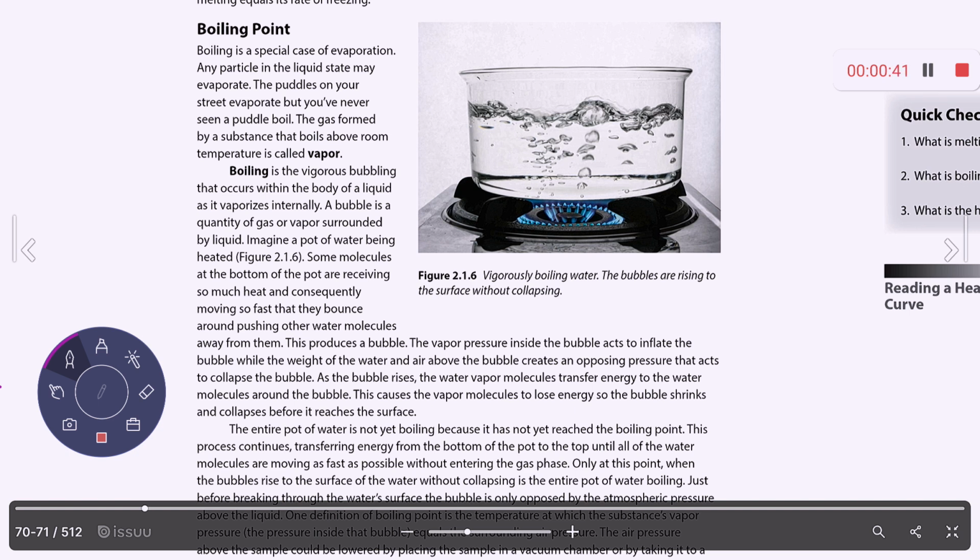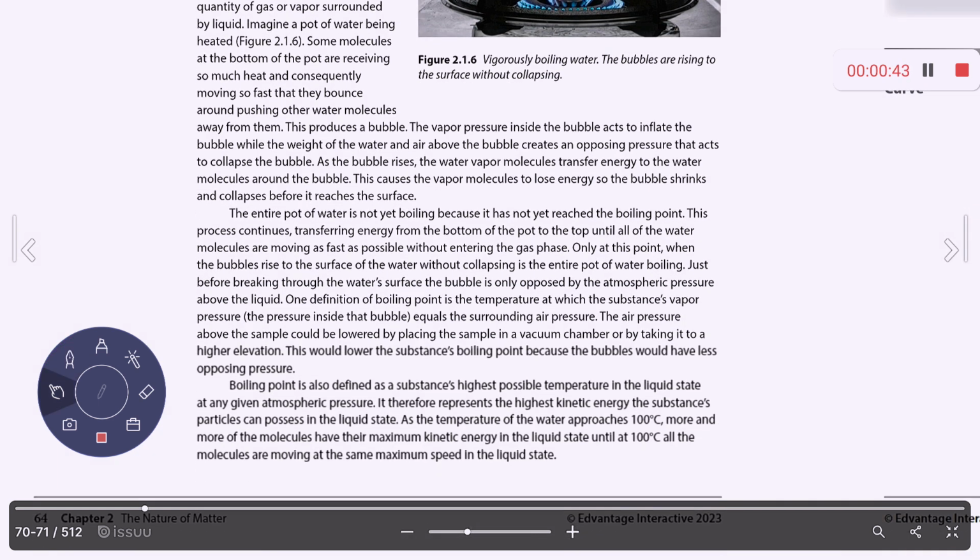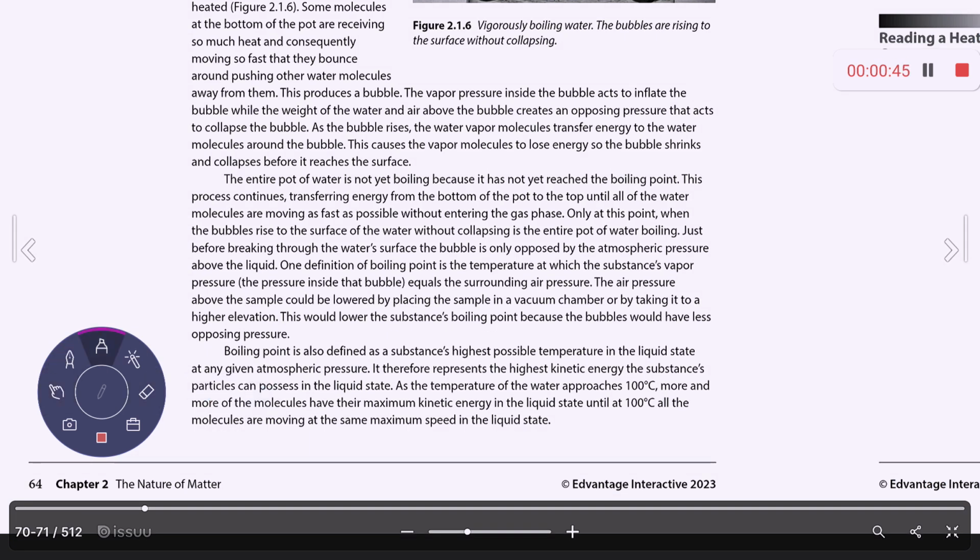There are a few different definitions for boiling. Boiling is based upon the vapor pressure above the liquid. So let me see if I can find these definitions. Here's one. The temperature at which the substance's vapor pressure equals the surrounding air pressure.